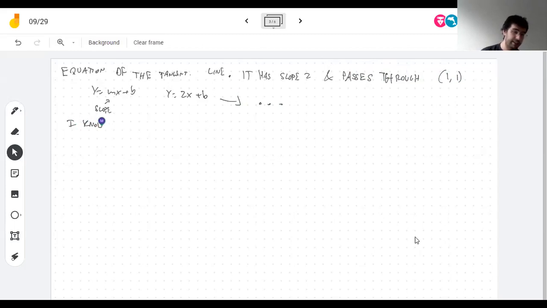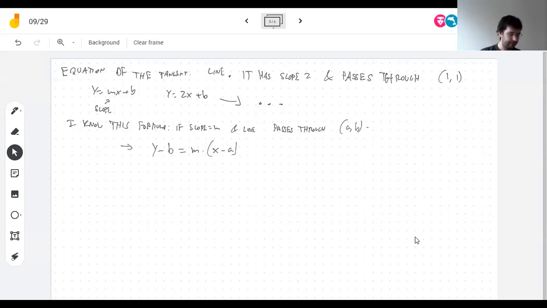if I use this formula, I find it easy to remember. And it's very useful because we're going to have a lot of lines where we know the slope and a point. If the slope is m and the line passes through the point a, b, then the formula is y minus the y coordinate equals the slope times x minus the x coordinate. This formula makes sense to me because the slope is multiplying the x, as I know it should be. And I know when I plug in x equals a and y equals b, it's automatically satisfied. It becomes 0 equals 0. So I don't need to think.